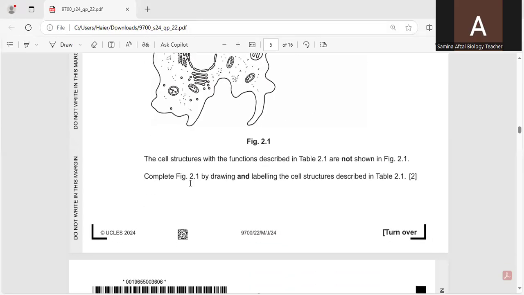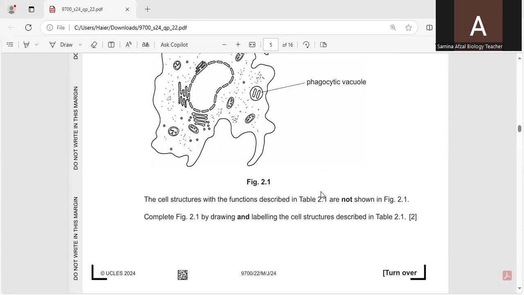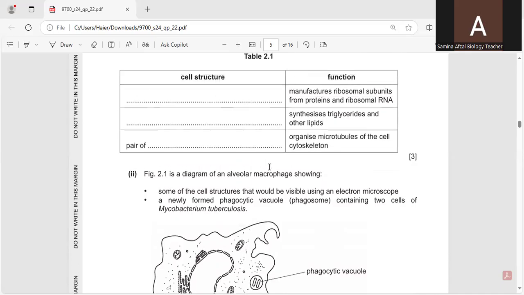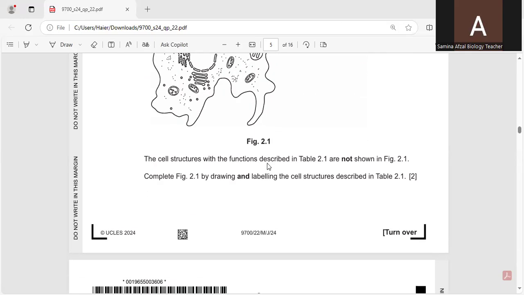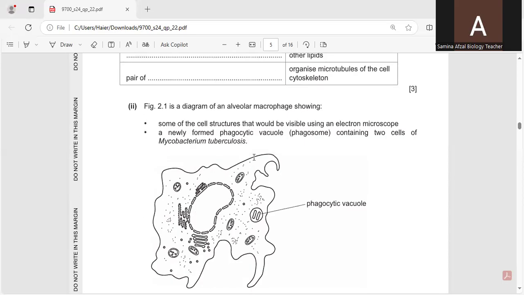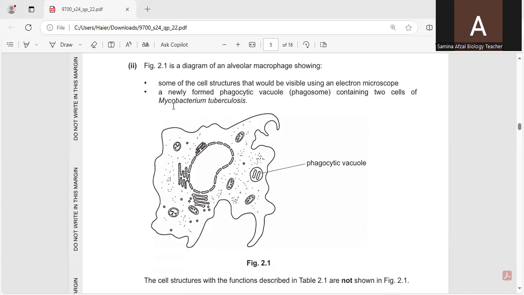Complete figure 2.1 by drawing and labeling the cell structures described in table 2.1. This is table 2.1. We have to draw these structures: the nucleolus, the smooth endoplasmic reticulum, and so on. The nucleolus can be drawn in this way. This is the nucleolus.